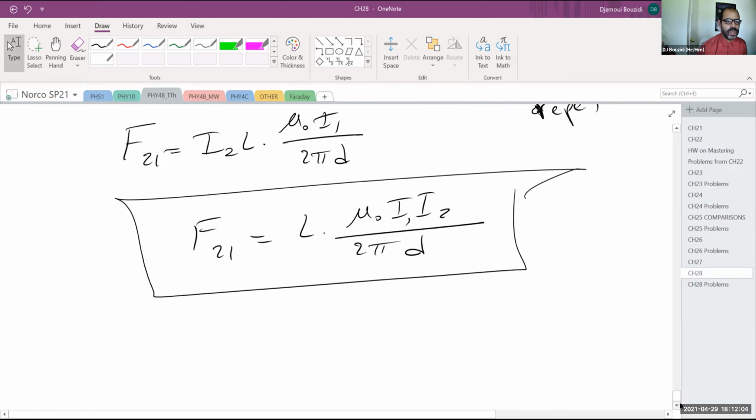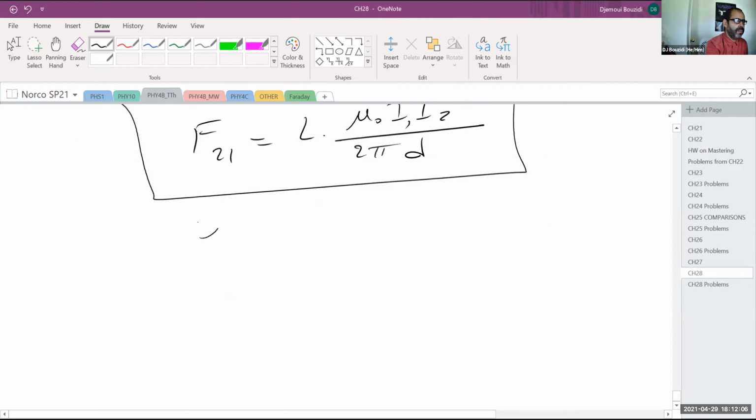But typically we express this force per unit length. So F21 per unit length is, by definition, F21 divided by L. Because we're not given L, how long the wire is that we're considering, we use the force per unit length, which has units of newtons per meter. How many newtons per meter are needed for this wire? That is this force by definition: mu naught I1 I2 divided by 2 pi d.